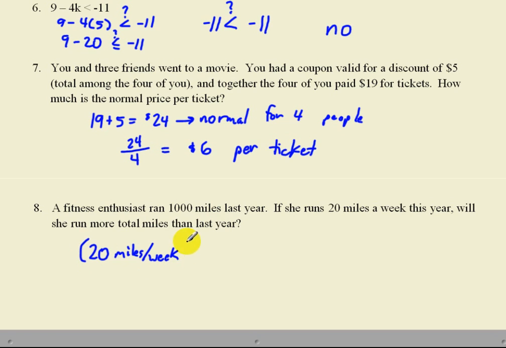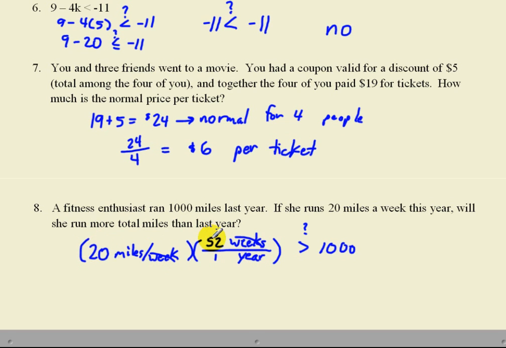And so I'm going to multiply this times weeks. We have weeks in the denominator, so we need weeks in the numerator here to cancel out, and we'll have year in the denominator. There are 52 weeks in 1 year, and we want to know, is that more than 1,000? Okay, so when we multiply this out, weeks will cancel weeks. We're going to get miles per year.